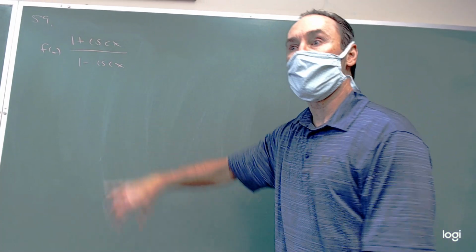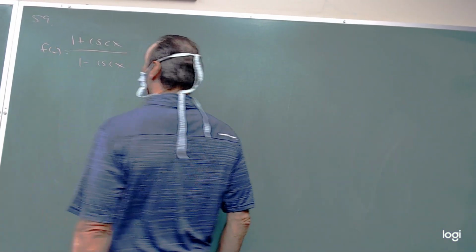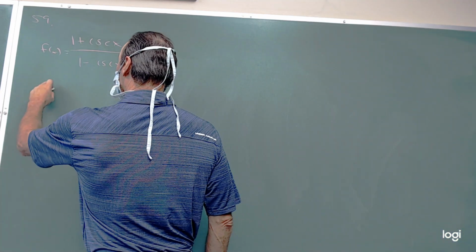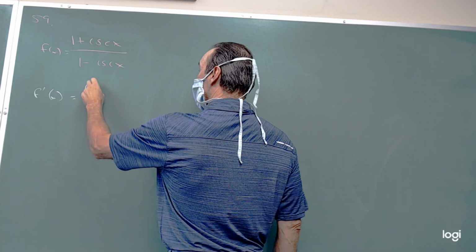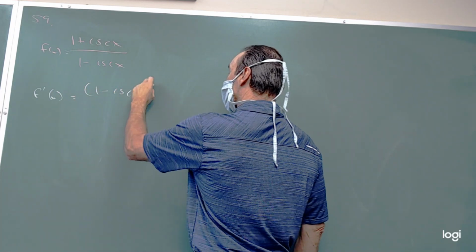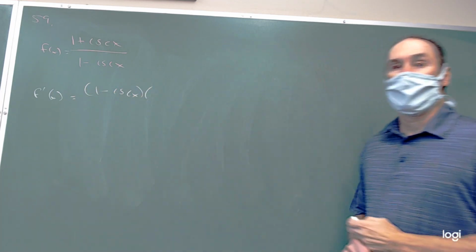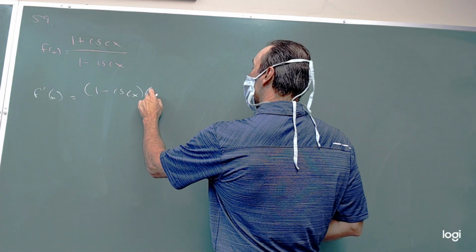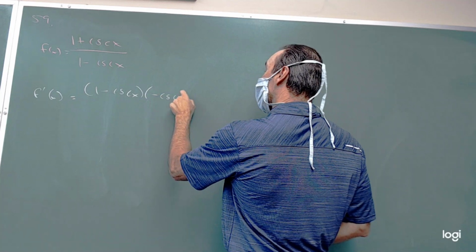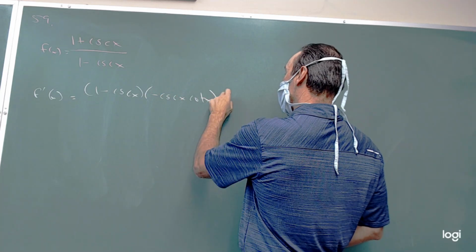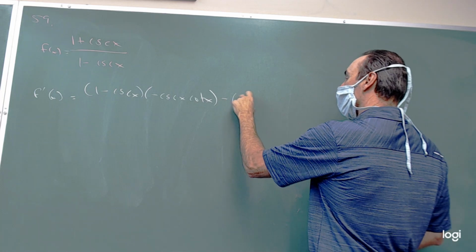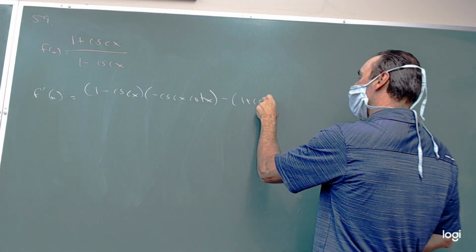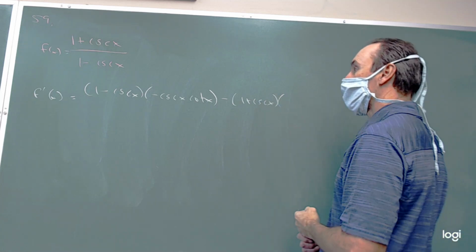And we're trying to find the derivative, I'm assuming? Okay, so we got quotient rule, and then we're gonna have some work to do. So f prime of x, we're gonna take the denominator, 1 minus cosecant x times the derivative of the numerator. The derivative of 1 is 0, the derivative of cosecant is negative cosecant cotangent, good. Minus the numerator, 1 plus, see, denominator times derivative of the numerator minus the numerator times the derivative of the denominator.